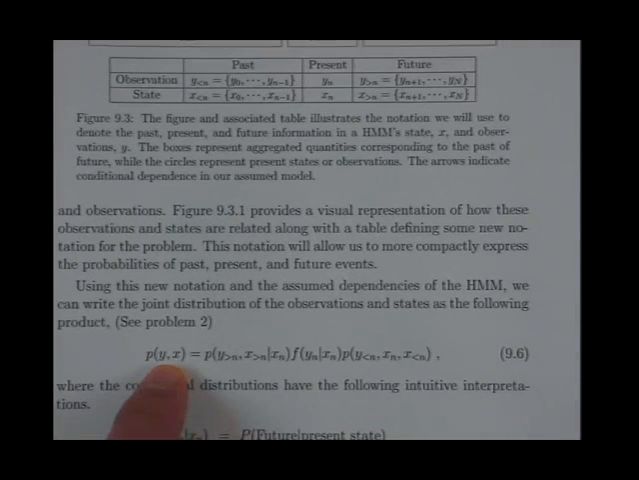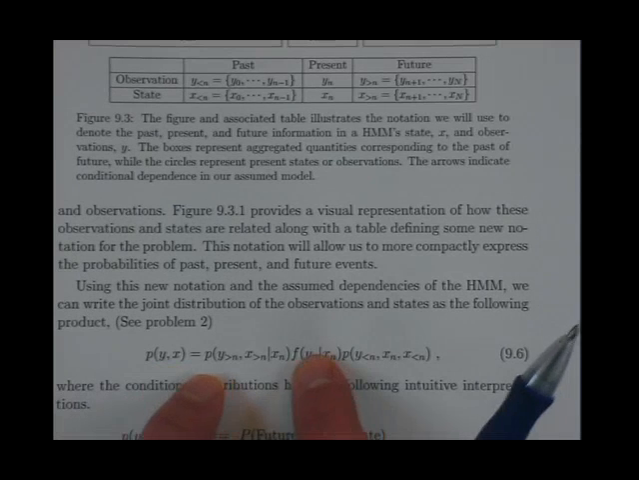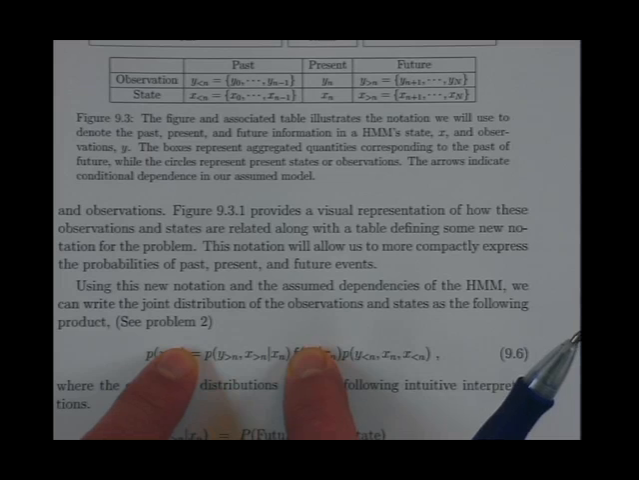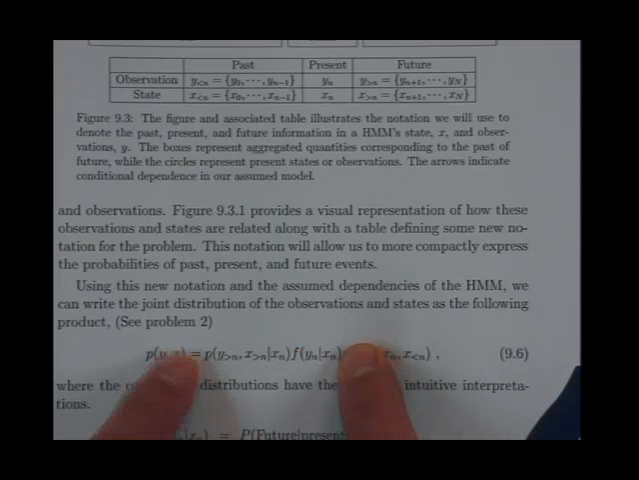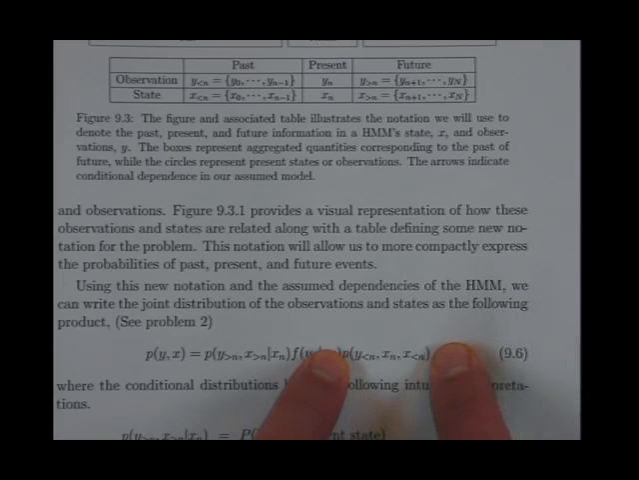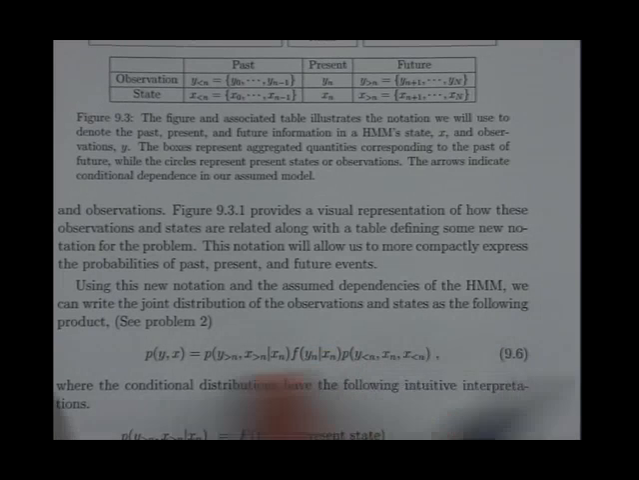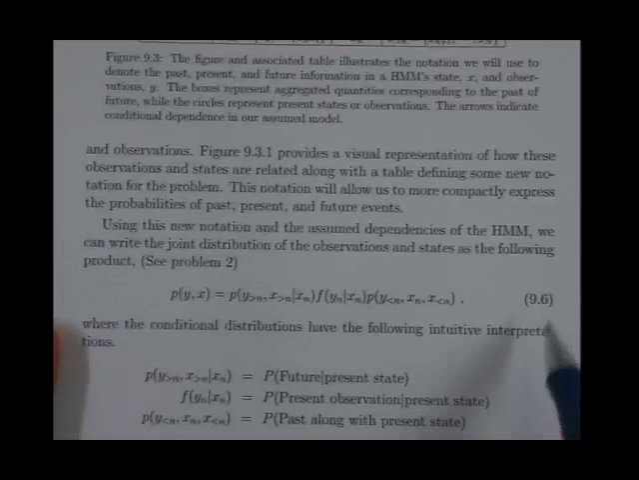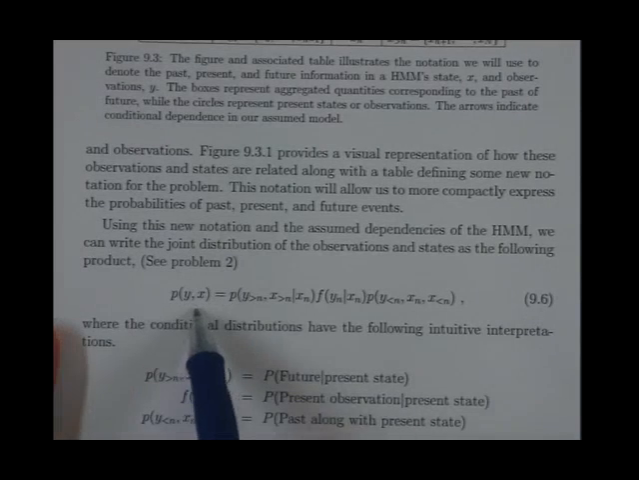The joint distribution of y and x is the conditional distribution of all the future values of x and y given the present value of x. And then you also multiply by the present probability of y given the present state of x. And then you multiply by the joint distribution of all the past states of y and x and the present state of x. So if you multiply this together, you should convince yourself in equation 9.6 that the joint distribution can be decomposed into the product of these three components, right?